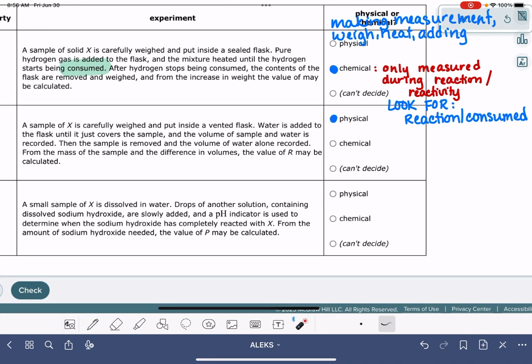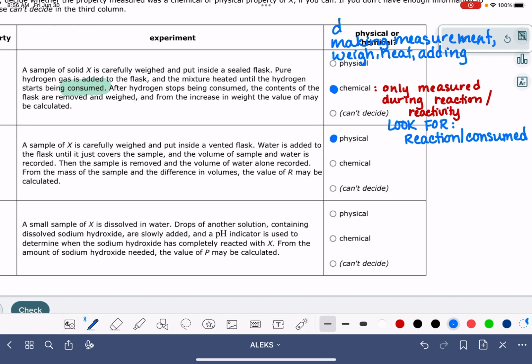The last one, dissolving something. Dissolving is physical. Drops of another solution containing dissolved sodium hydroxide are added. Adding something is just physical. A pH indicator is used to determine whether sodium hydroxide has reacted. There's our keyword. Reacted makes it a chemical property.